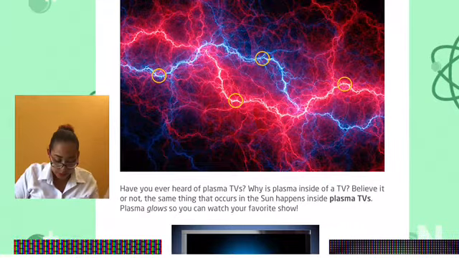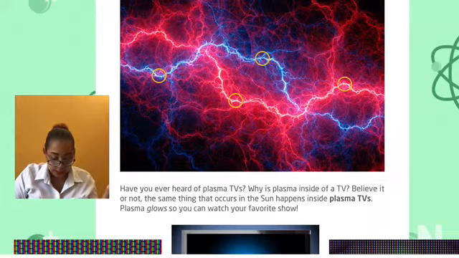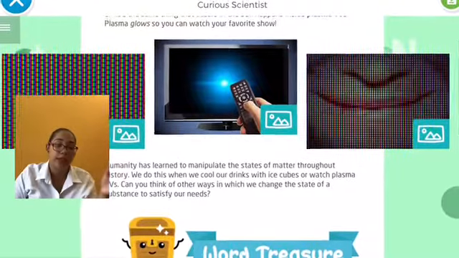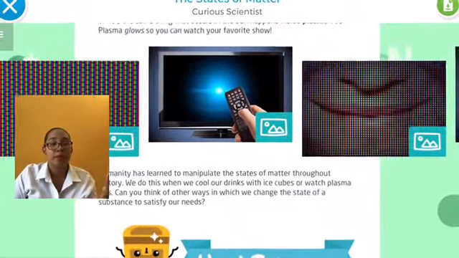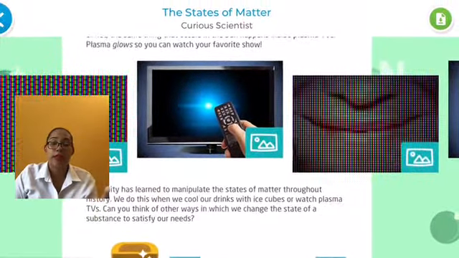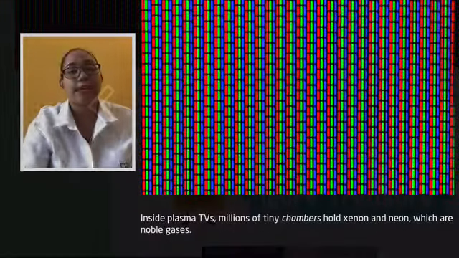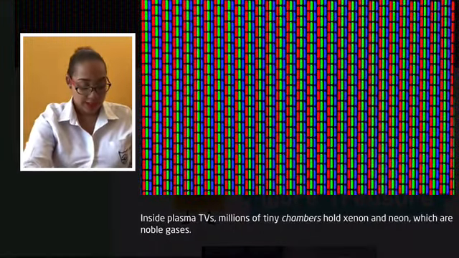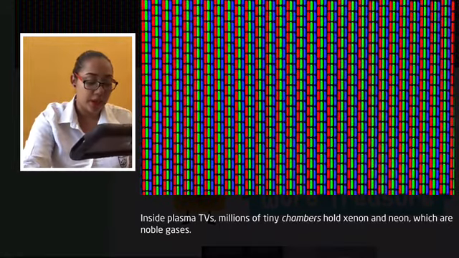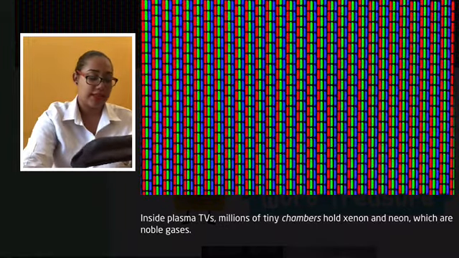Okay, now in this other part underneath you have several images that are related to technology, to the TVs, plasmas. How can the plasmas glow and let you see your favorite series or videos, or games. Okay, the first image says, inside plasma TVs, millions of tiny chambers hold xenon and neon, which are noble gases.